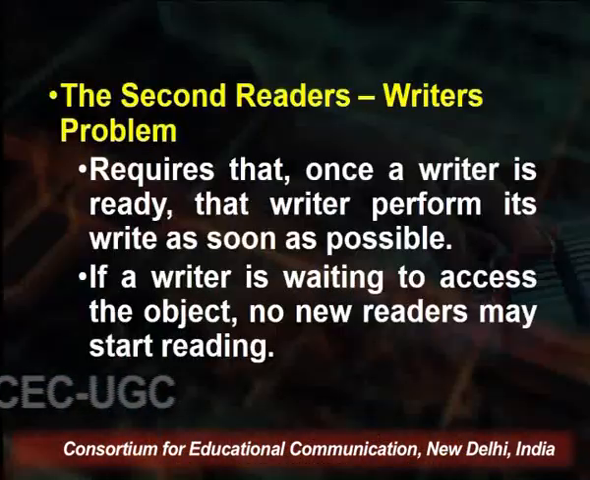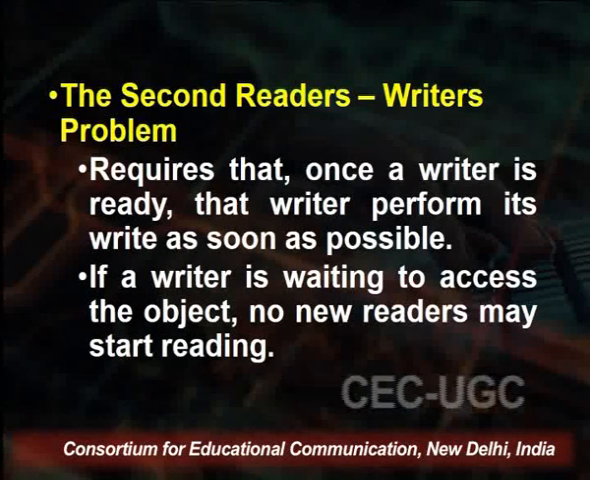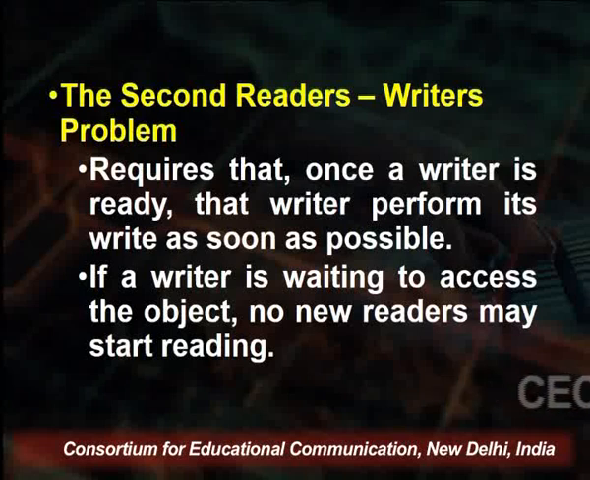So in the earlier one, no reader should wait for other readers to finish simply because a writer is waiting, so readers can go simultaneously, and readers are given the first access. While in the second variation, the second readers-writers problem, if a writer is waiting to access the object, no new readers may start reading. So those are the two variations: the first readers-writers and the second readers-writers.